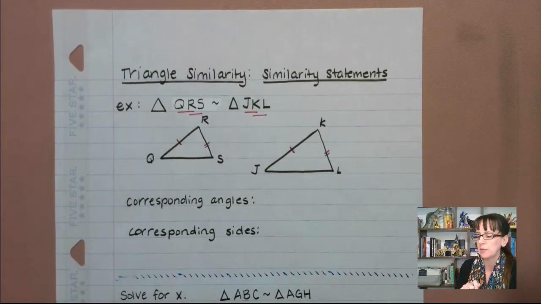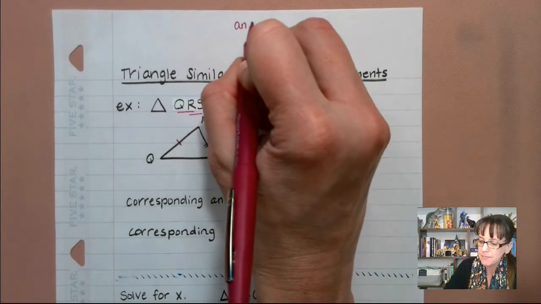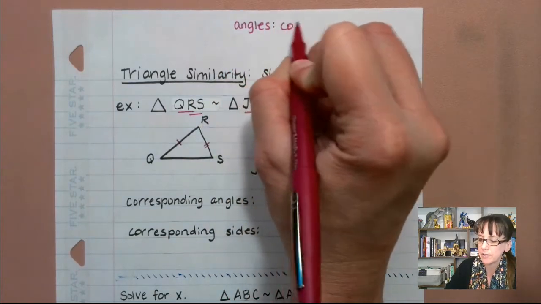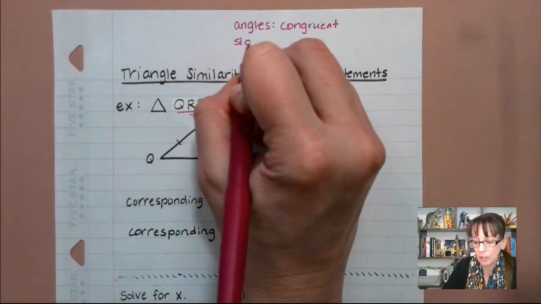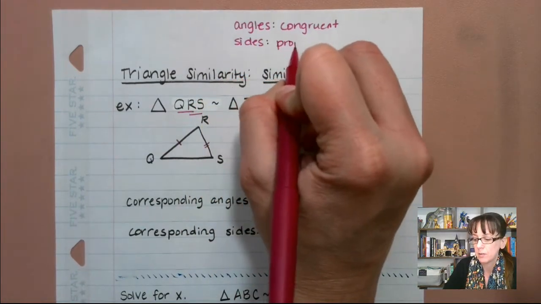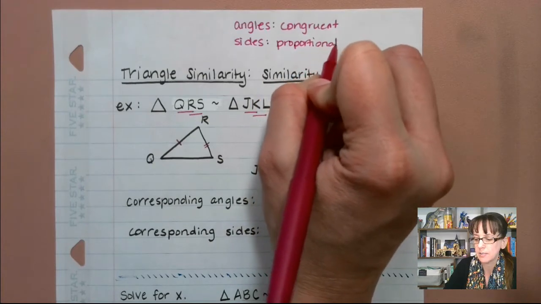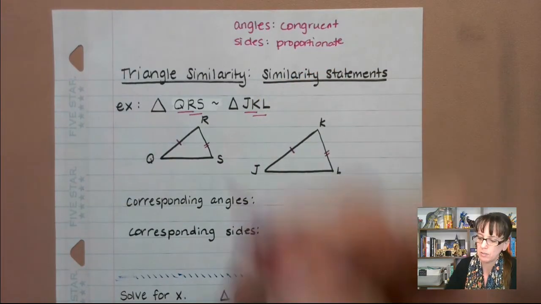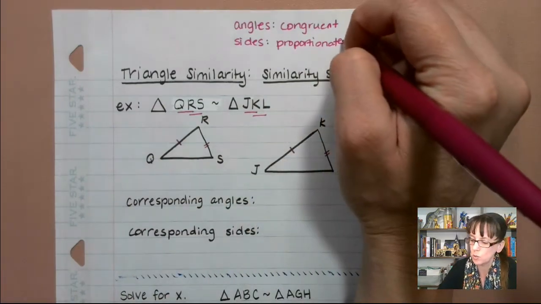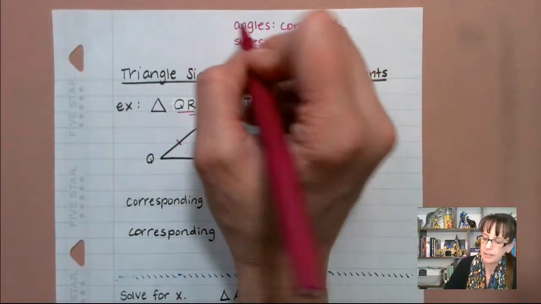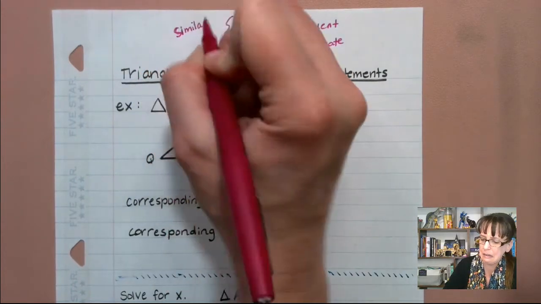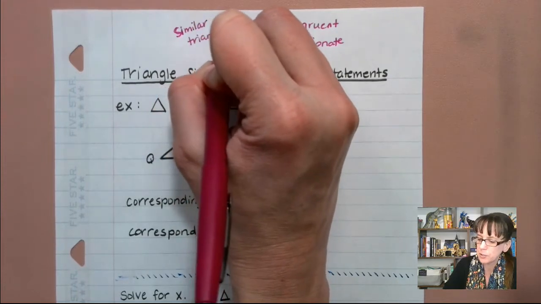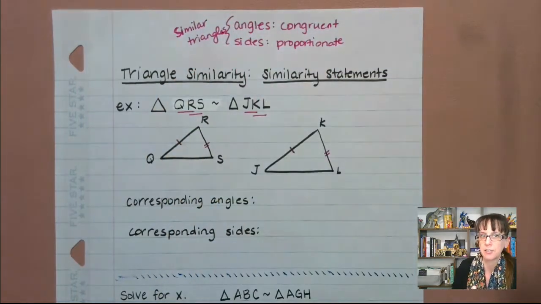Since we know these triangles are similar, there's a couple of things that we have to talk about. When we know that two triangles are similar, their corresponding angles are congruent. The sides, however, are proportionate. Did I spell that right? Proportionate? Oh man, you're going to tell me if I didn't. Okay, I can't spell today. Similar triangles. Okay, there we go. So these are for similar triangles.